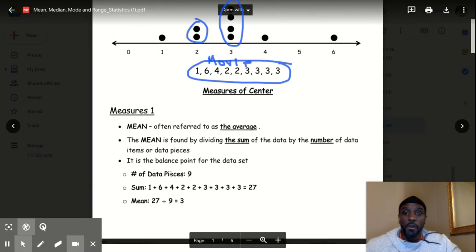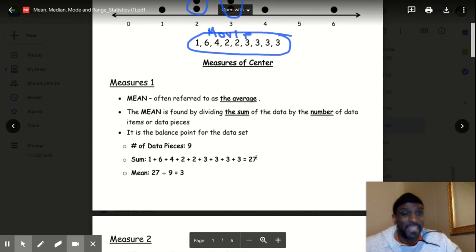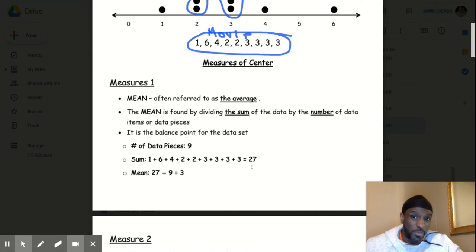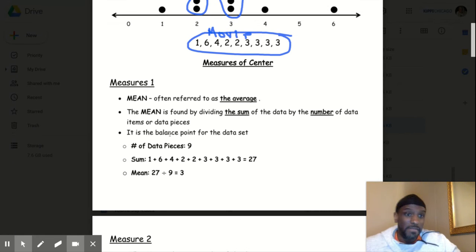So I added up all my data. My data is 1 plus 6 plus 4 plus 2 plus 2 plus 3 plus 3 and all this stuff. I get 27, so the sum of it is 27. How many data points or data pieces do I have? You have 9 numbers up there. So that is 9. To find the mean, it would be the sum divided by the number of data pieces. So that's 27 divided by 9. 27 divided by 9 is 3. That is my mean. I just found my mean.